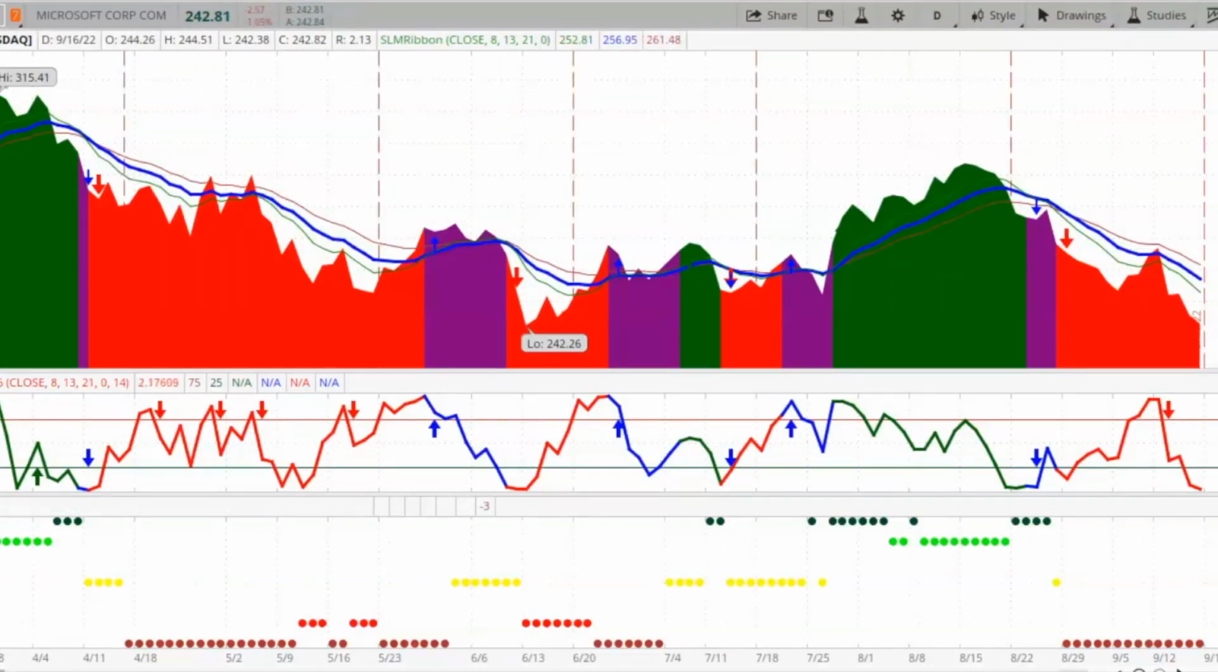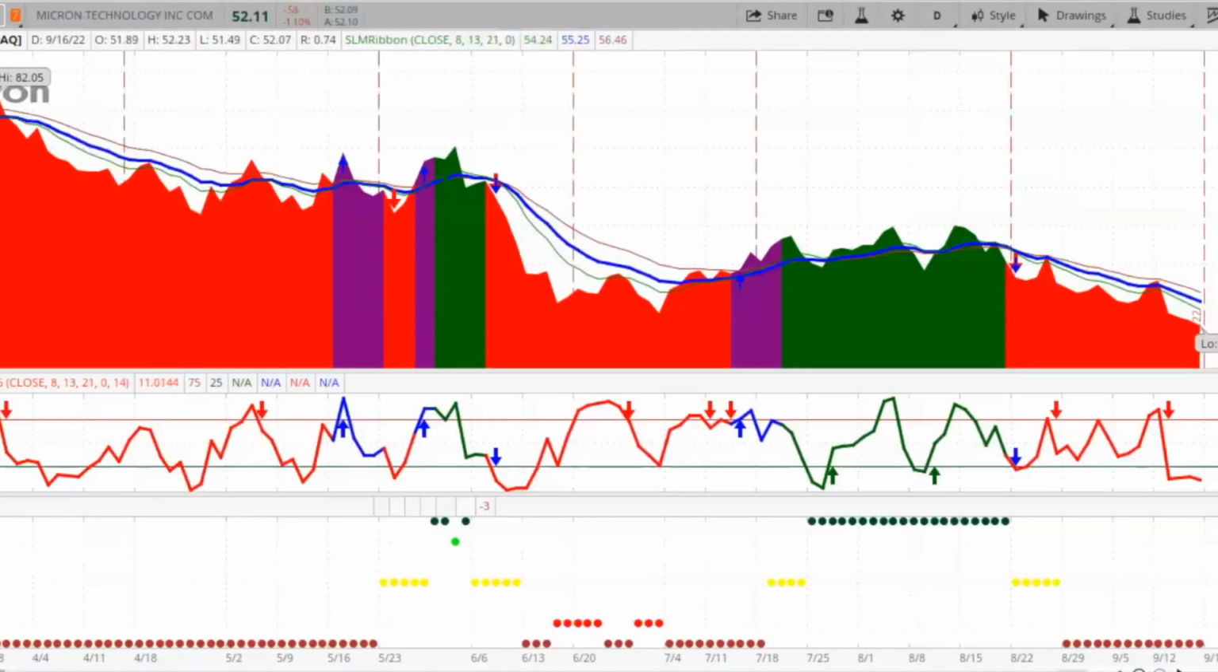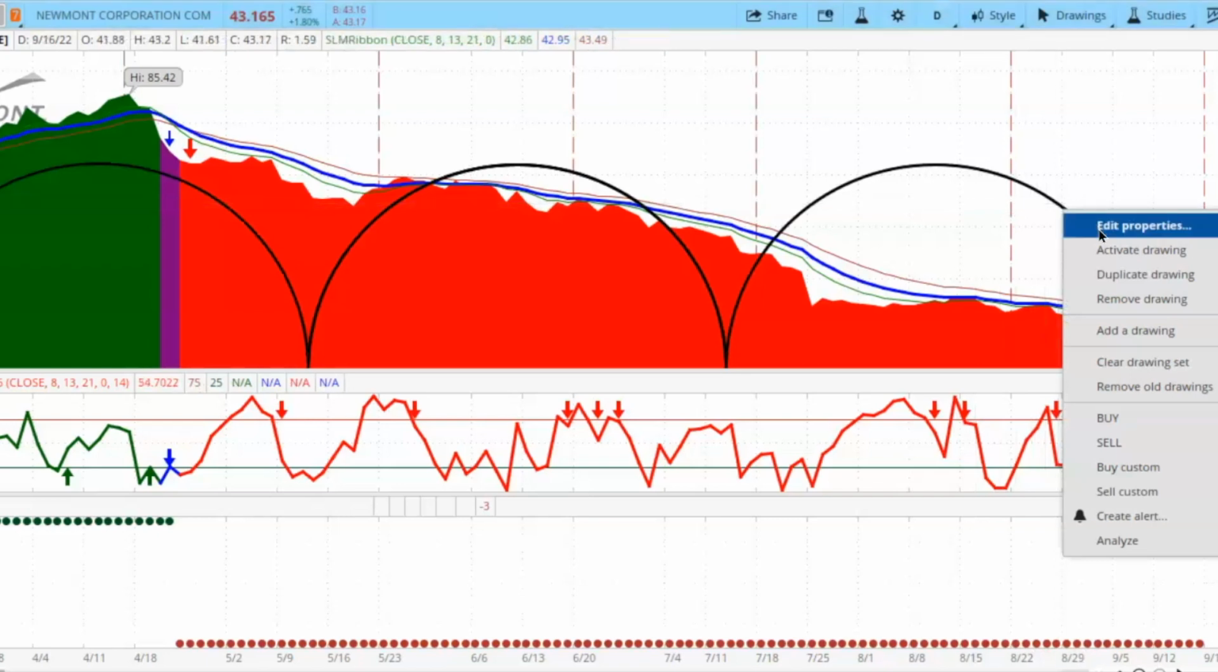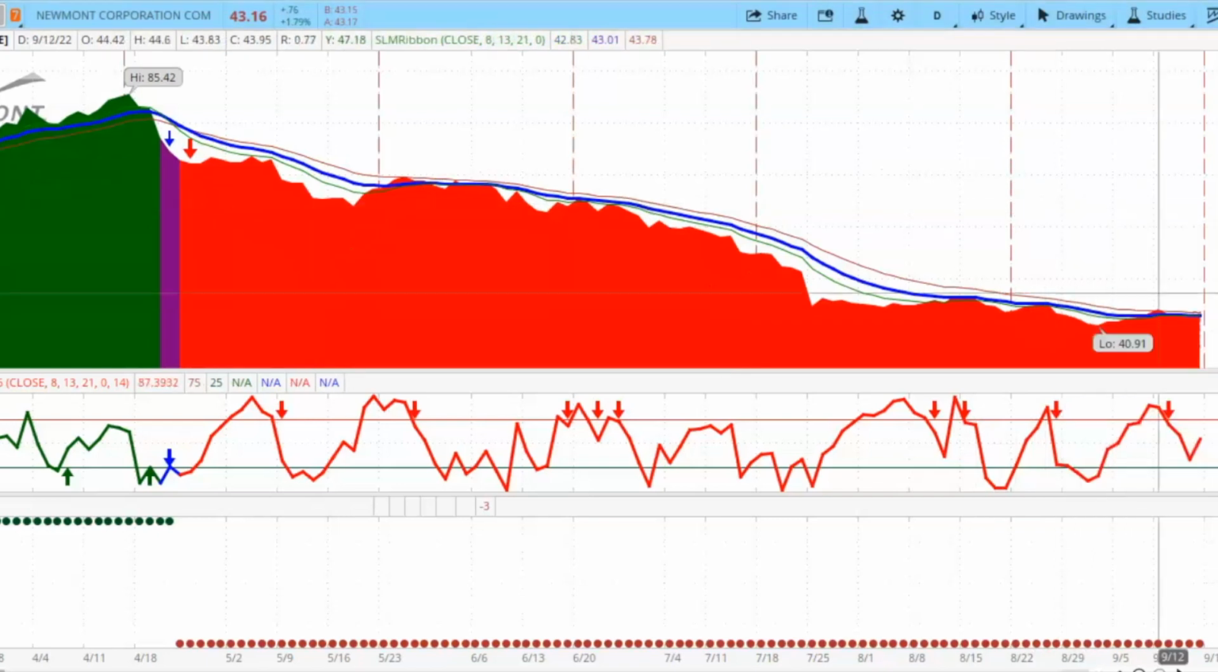Microsoft, that false rally that you had in there, clearly was negative, and you can see on the bottom that the option bias indicator stayed negative, stayed red through that rally, and then you had the resumption signal. Micron negative, multiple resumption signals on the downside. Newmont Mining, you can see, look at how long that has been red in there. I don't know why that cycle bracket's in there, but we'll remove that.